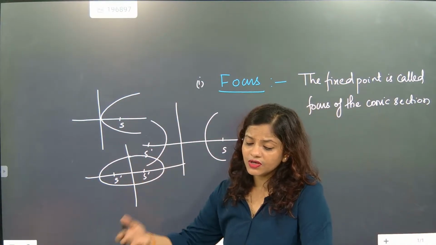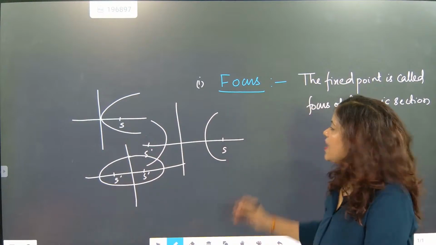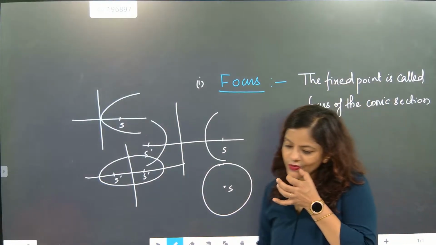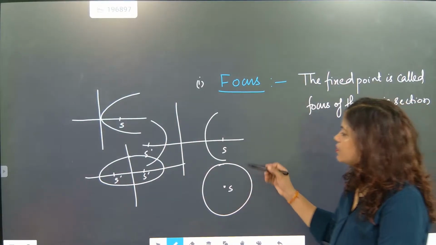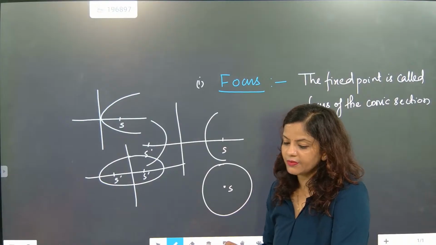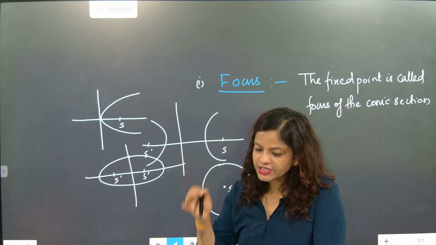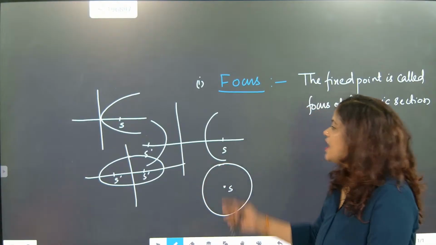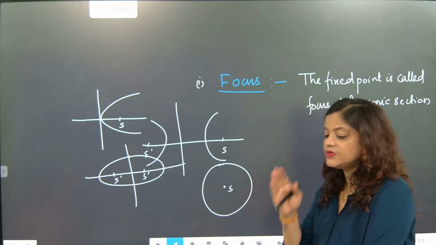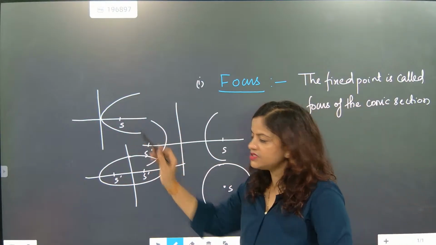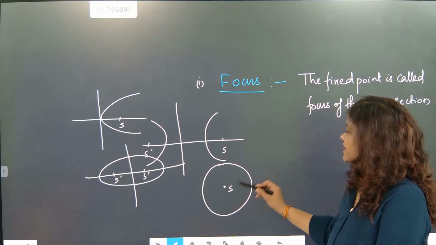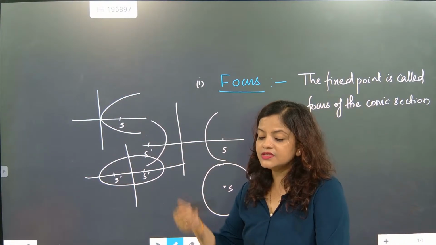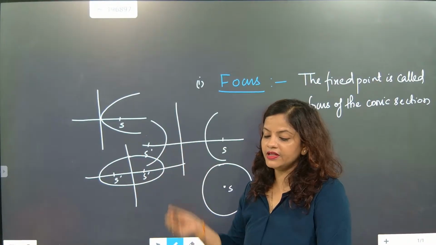Then where is the focus in the case of a circle? In that case, the focus will be exactly the center, because theta is equal to 90 degrees. So what we have learned: the fixed point in the conic section is considered as focus. I have drawn all the figures to explain where the focus is lying. In this part the focus is here; here these are the two foci. The center of the circle becomes the focus, and here these two points become the foci. So focus is considered as the fixed point.